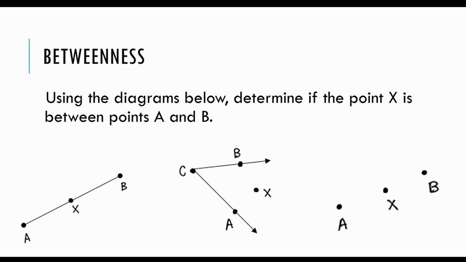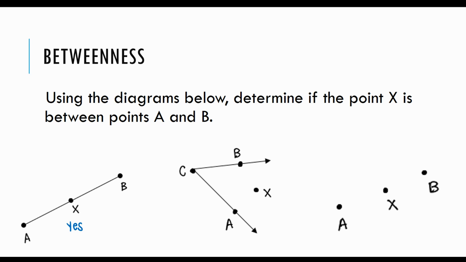Betweenness, once again, when we are looking at the diagrams, I want to determine if the point X is between the points A and B. So notice that in the very first diagram on the far left, all 3 points fall on the same line. They're all connected with one nice straight figure. And so that is the very definition of betweenness of points. X is between A and B because they're all collinear. So yes, X is between points A and B in that diagram.